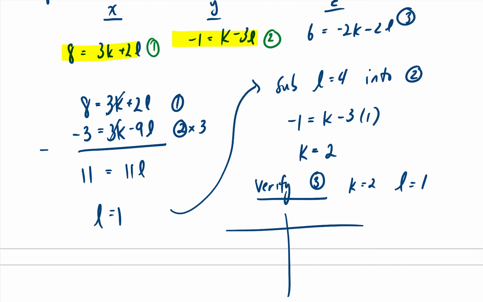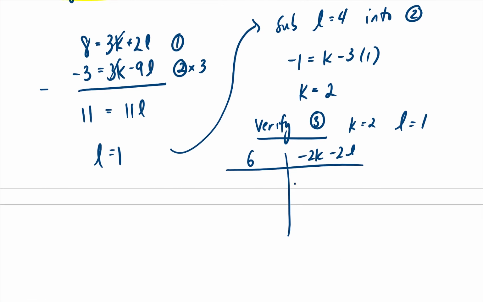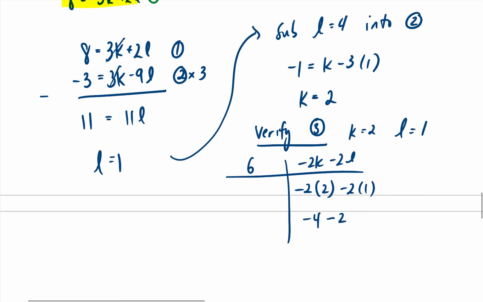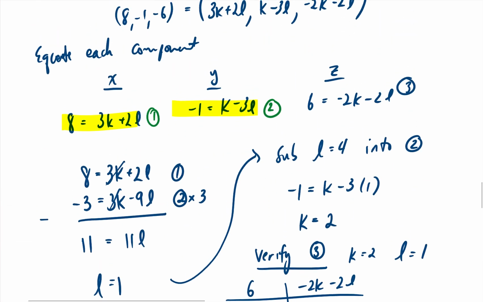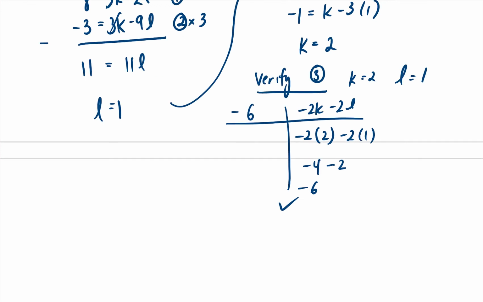So let's do a chart. So we have 6 and we have negative 2k minus 2l. We don't know if they're equal, so we create a chart. Since 6 is the left side, we need to check the right side. So we get negative 2 times 2 minus 2 times 1. So this gives me negative 4 minus 2. And I see I made a mistake there. My z value should have been negative 6. So let's fix that up. That's negative 6. This is negative 6. And this works. We've now shown that W is equal to 2U's plus a V, and therefore all three of these vectors are coplanar.